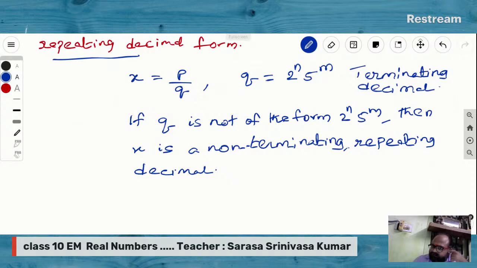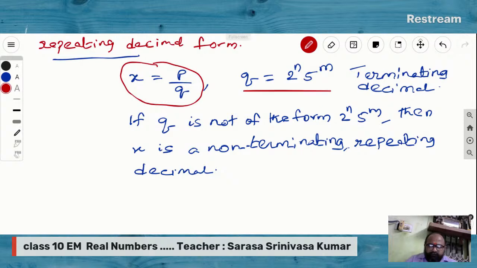So all students must remember this. If the given number is of the form x equal to p by q, and q equal to 2 power n 5 power m, then it is a terminating decimal. This is the first one. The second statement is, if the denominator is not of the form 2 power n 5 power m, then x is a non-terminating repeating decimal. So this is what you must understand.